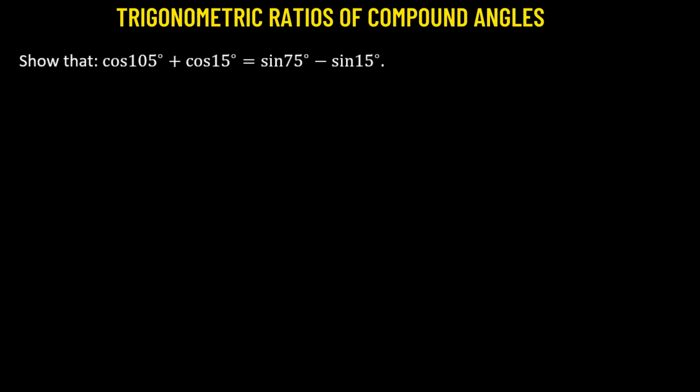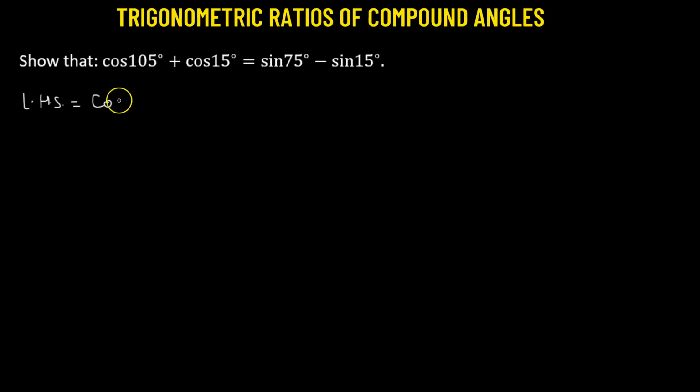So here we need to show that cosine of 105 degrees plus cosine of 15 degrees equals sine 75 degrees minus sine 15 degrees. Let us begin. We can either start from the left hand side or from the right hand side. I'll start from the left hand side of the given problem.